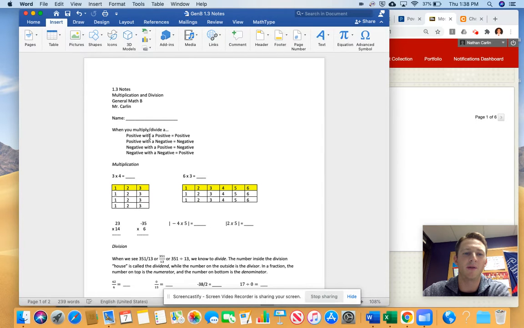So if both their signs are the same, whether they're both positives or both negatives, it's gonna end up positive. And if we have one or the other, it's gonna end up negative.